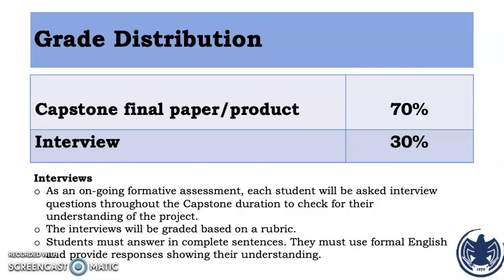The grading of the capstone project is divided into two parts. The first part is the final product, which is worth 70%, and the second part is the interviews, which are worth 30%. The interviews are done as an ongoing formative assessment to check for the understanding of the students on their project. They will be graded based on a rubric, and students must answer in complete sentences using formal English and provide responses showing their understanding. These interviews will take place several times throughout the duration of the capstone project.